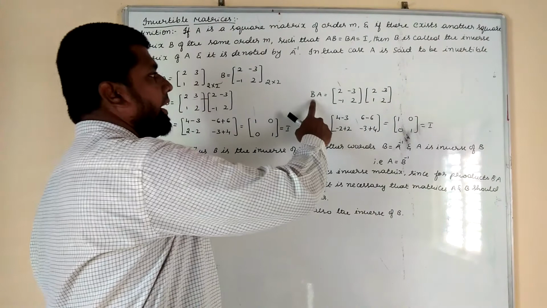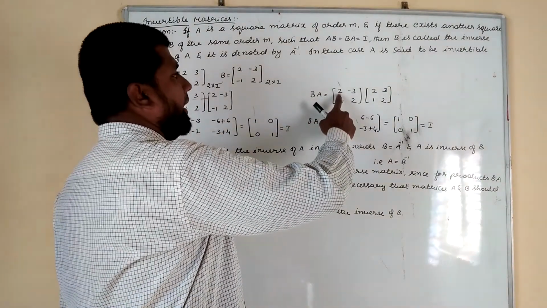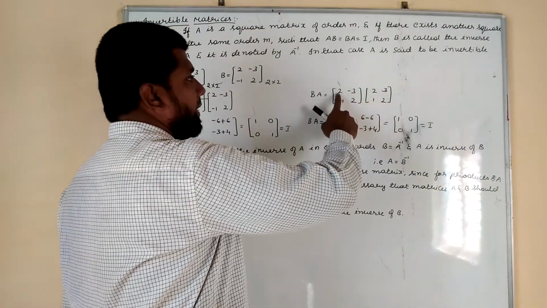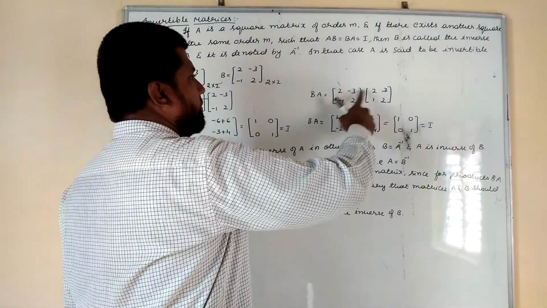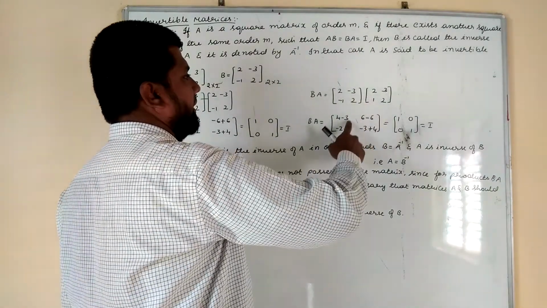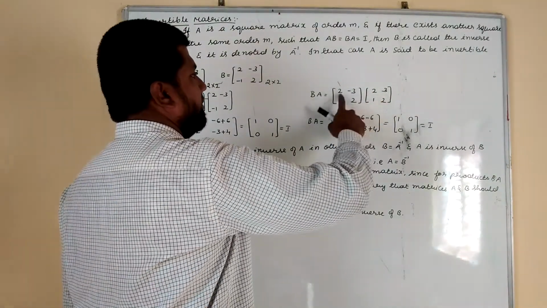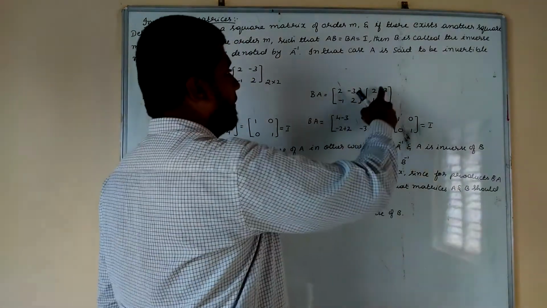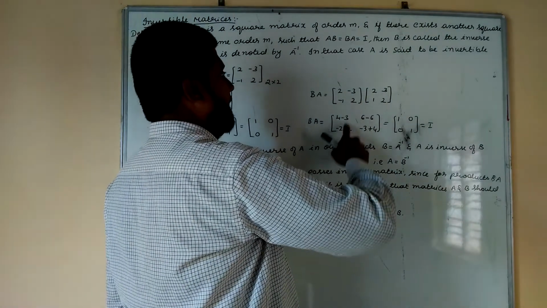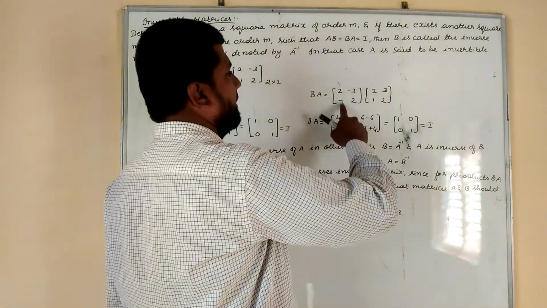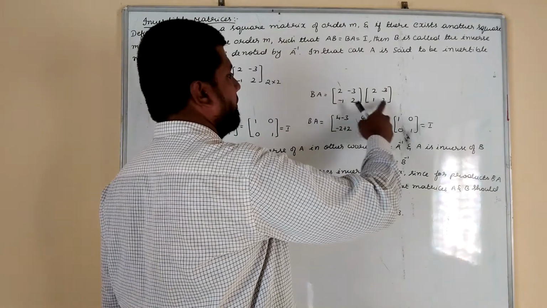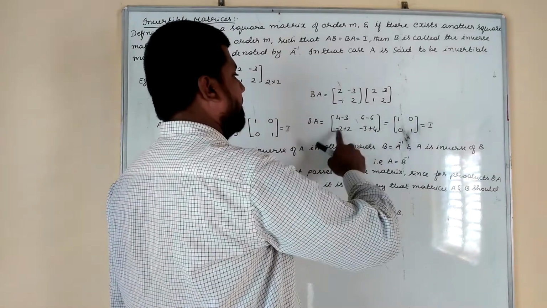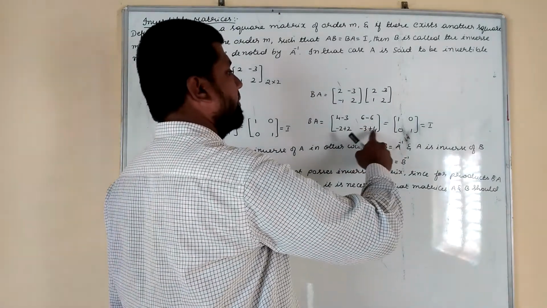Let us multiply BA. Let us write the B matrix 2, minus 3, minus 1, 2, then A: 2, 3, 1, 2. If you multiply first row with first column, 2 2s are 4, then minus 3 into 1 is minus 3. Then first row, second column: 2 into 3 is 6, then minus 3 into 2 is minus 6. Then second row, first column: minus 1 into 2 is minus 2, 2 into 1 is plus 2. Then minus 1 into 3 is minus 3, 2 into 2 is 4. Then 4 minus 3 is 1, 6 minus 6 is 0, minus 2 plus 2 is 0, minus 3 plus 4 is 1.